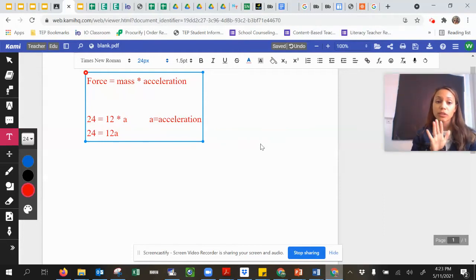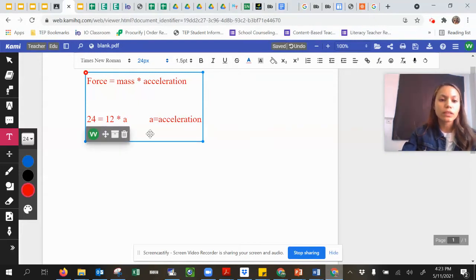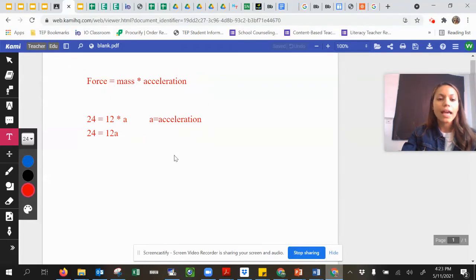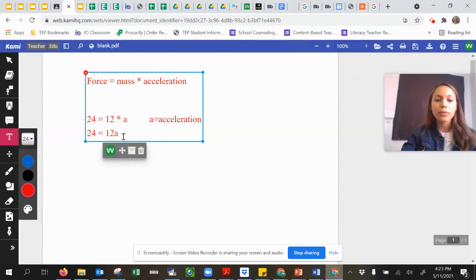We know the force, we know the mass. So how can we determine the acceleration? Easy. This is a one-step equation, which you all know how to do. You solve by getting rid of this 12 and getting the acceleration variable by itself. To do that, right here, we're multiplying. So to get rid of the multiplication, we actually divide.